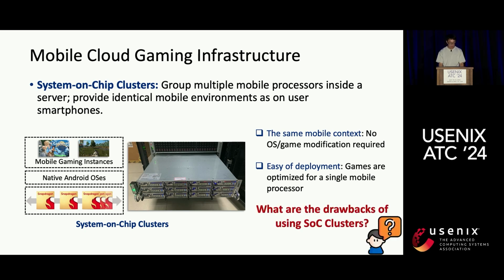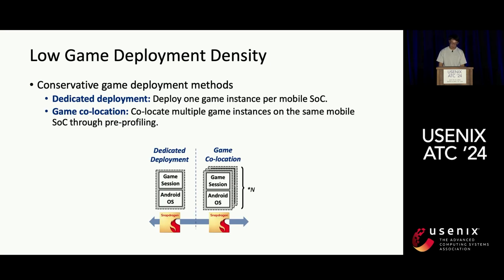With these benefits, what are the drawbacks of using SoC clusters? By our observation, the primary drawback is low game deployment density, mainly because of conservative game deployment methods. The first and most widely used is dedicated game deployment, which deploys one game instance per mobile SoC. The second is game collocation, which collocates multiple game instances on the same mobile processor through pre-profiling to avoid any game performance drops.